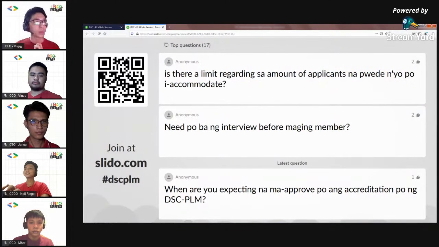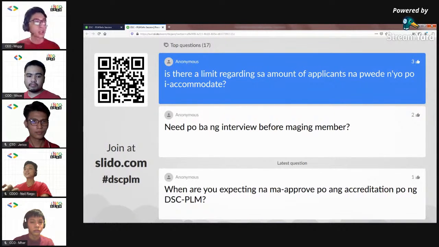So next one. Is there a limit regarding sa amount of applicants na pwede nyo pong i-accommodate? The answer is no. We wholeheartedly open our doors for everyone. So regardless kung ilan tayo lahat, that doesn't really matter. However, as soon as we got our accreditation status, we will be giving a window period of 2 weeks bago namin i-close yung applications for everyone.